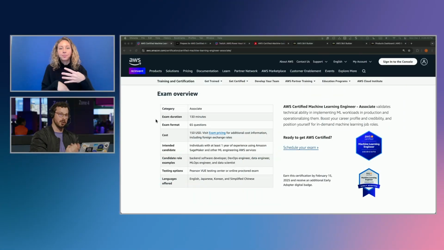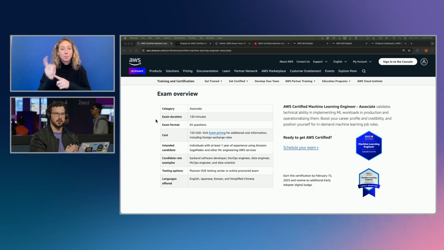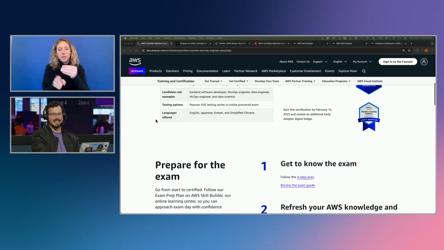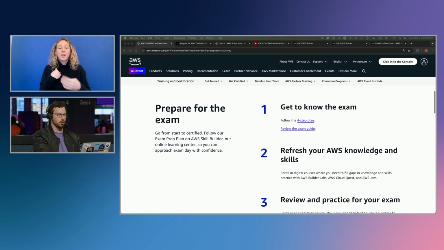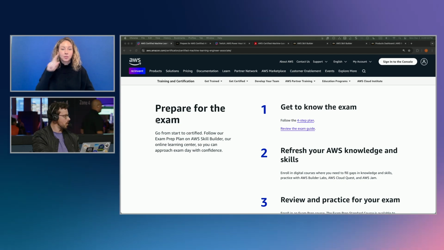With the ML Engineer Associate exam, there are four steps that you can complete to get this exam done. 130 minutes, 65 questions to complete the exam. And there are four steps to the preparation, Aaron. So would you like to walk us through the four steps?